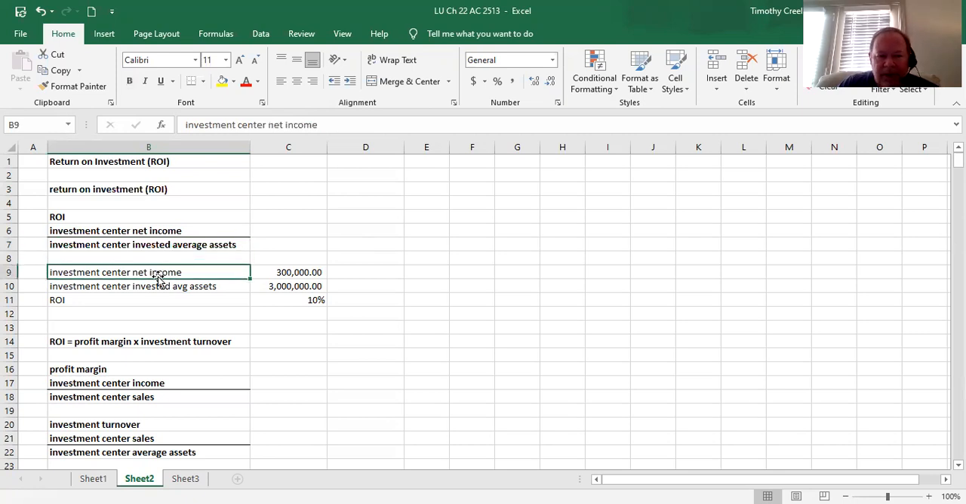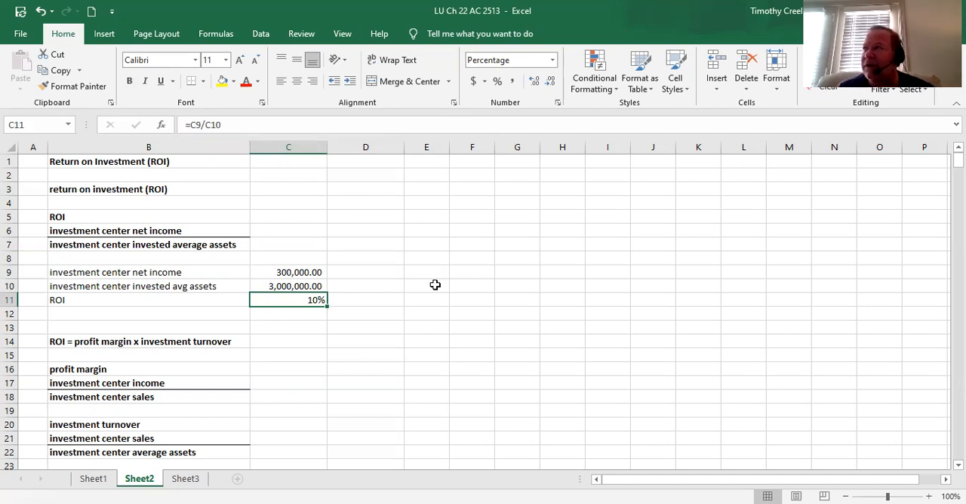So let's look at an example. Investment center net income, let's say it's 300,000. The investment center average assets were 3 million. So our ROI would be the 300,000 divided by the 3 million, which would be 10%. Now, every company sets whatever they feel is an acceptable level of ROI. For some companies, 10% would be great. Another company might want 15% or 20%. So every company kind of sets their own level of ROI that they feel is acceptable.